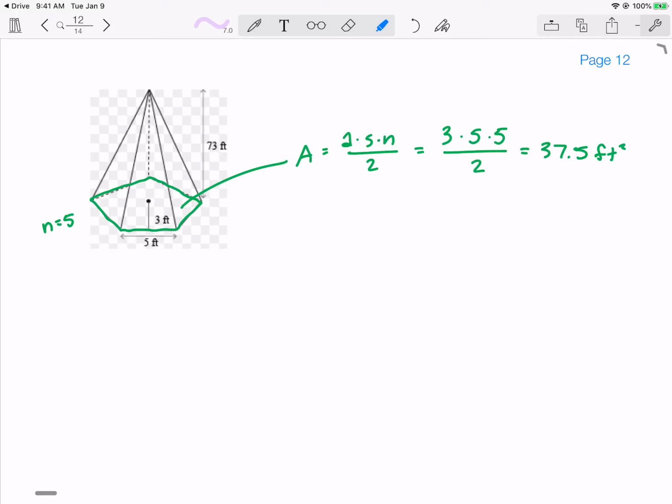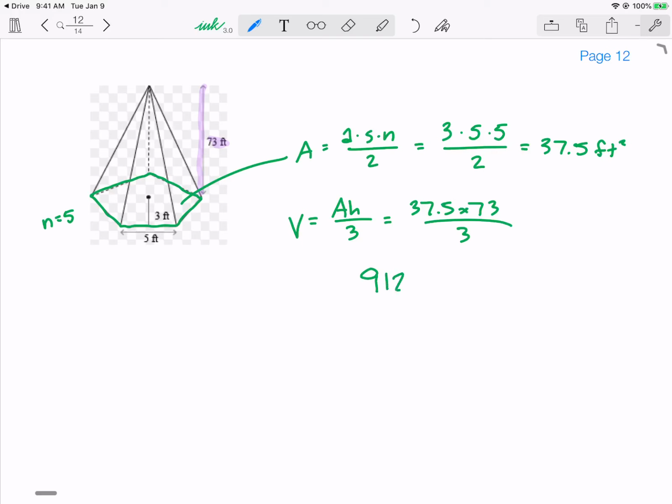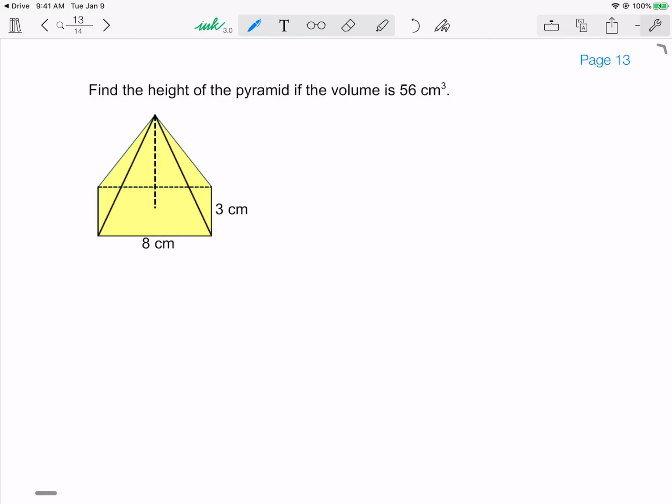And then the height is given here as 73. So my volume is area times the height divided by 3. So I've got 37.5 times 73 all over 3. And when I type that in my calculator, I get 900. Whoa! I get 912.5 feet cubed. Again, remember that pyramids and cones, all the sides meet at a point on one end, and they meet at the base at the other end.